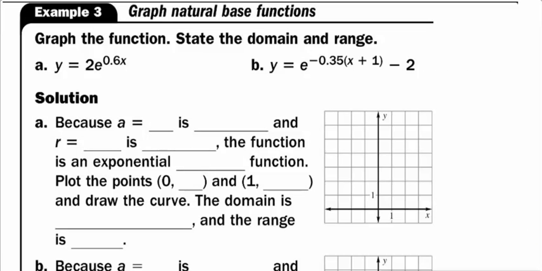Now, let's look at example 2. Here we've got some graphs, and this is where stuff gets good. Now, we're going to do A first. We're supposed to graph y equals 2e to the 0.6x. Now, it says because a equals, and they're talking about 2, which is the coefficient, and the whole point is that that's positive. And remember, you don't have growth or decay ever unless that front coefficient is positive. And r equals, in this case, the number you're multiplying x by is 0.6. That's also positive.